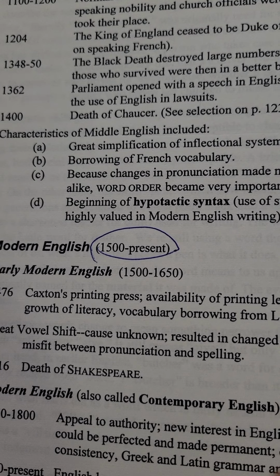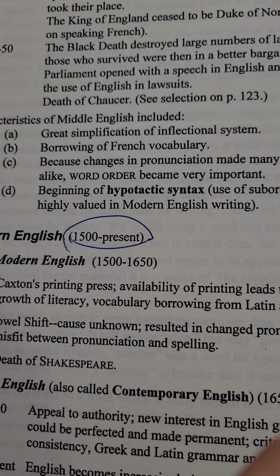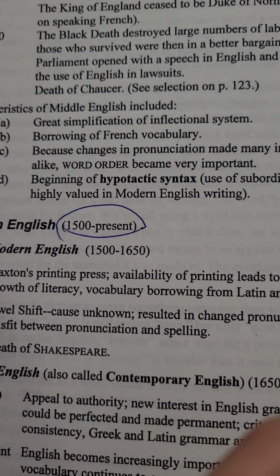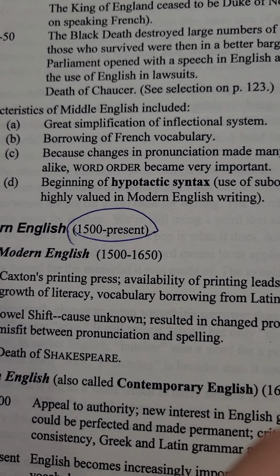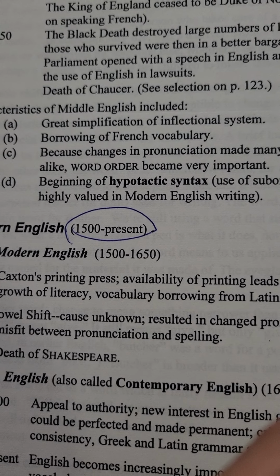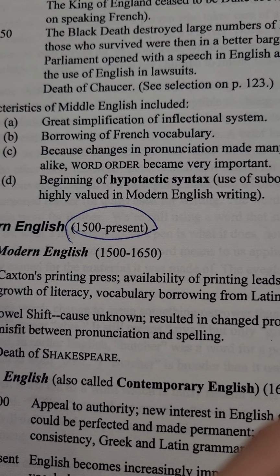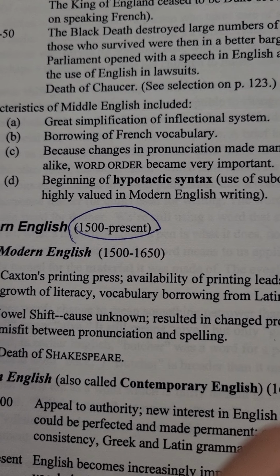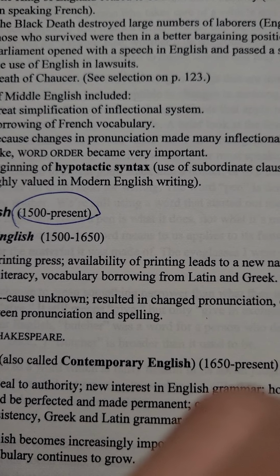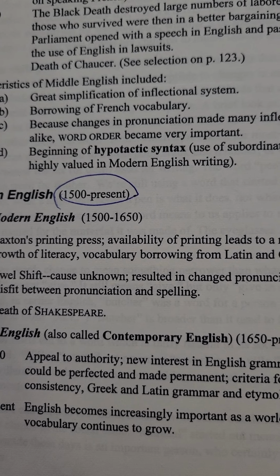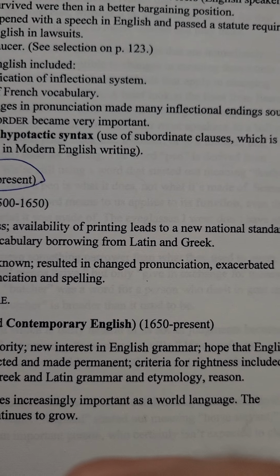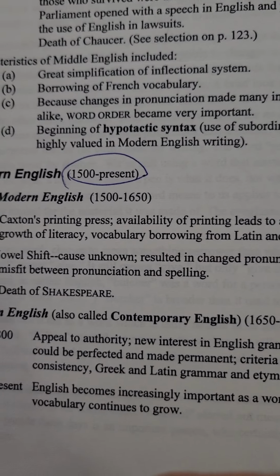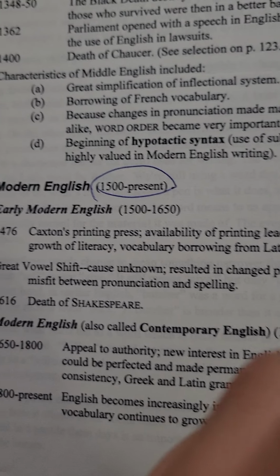Characteristics of Middle English included great simplification of the inflectional system, borrowing of vocabulary. So this is where you get all the words in English that are actually borrowed from another language that derives from Proto-Indo-European. It says, because changes in pronunciation made many inflectional endings sound alike, word order became very important. Beginning of hypotactic syntax, use of subordinate clauses, which is highly valued in modern English writing.